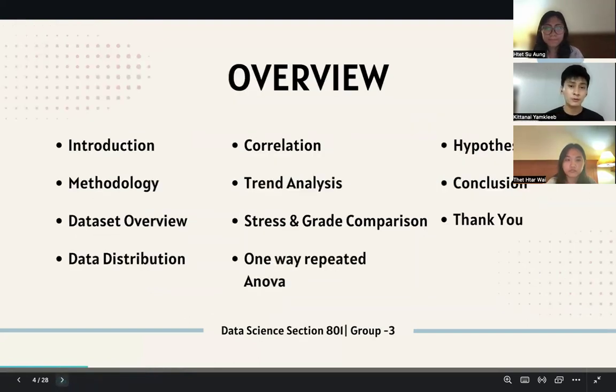The overview: we will talk about the introduction, methodology, dataset overview, data distribution, correlation, trend analysis, stress and grade comparison, one-way repeated ANOVA, hypothesis, and conclusion.